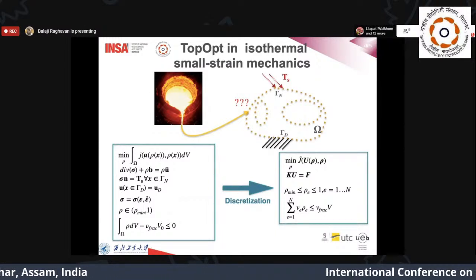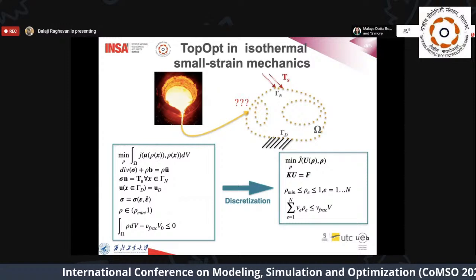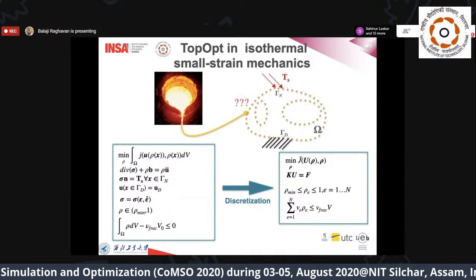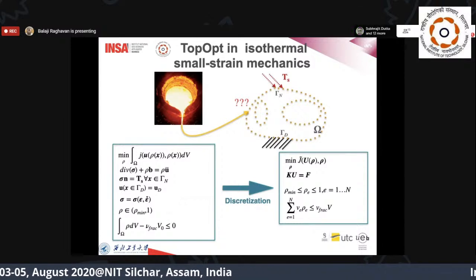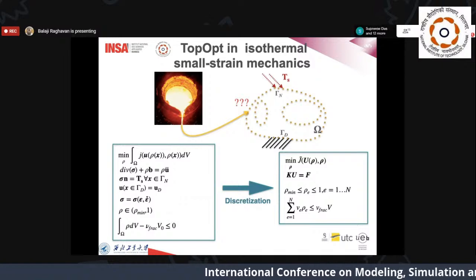So we want to minimize a performance objective, say J, which depends on obviously U, where U is the displacement vector in a continuous space. U depends on the density variation, all right? Now, it could be a continuous variation, it could be a discrete variation. Ideally, we want rho to be just 0 and 1, between 0 and 1.